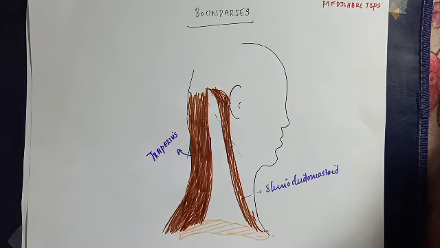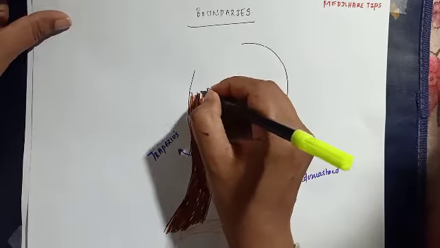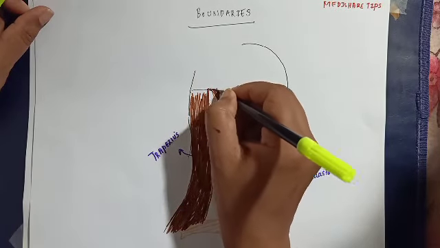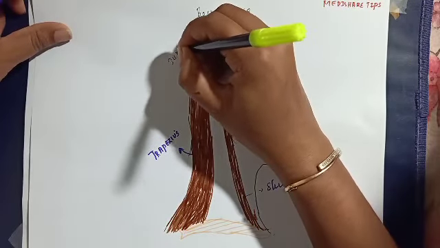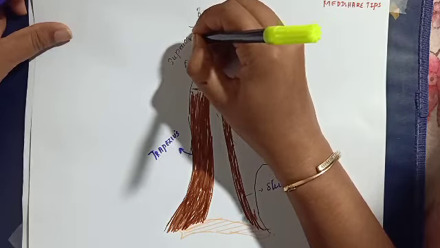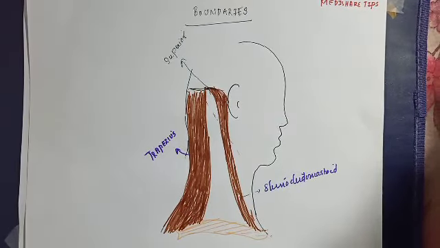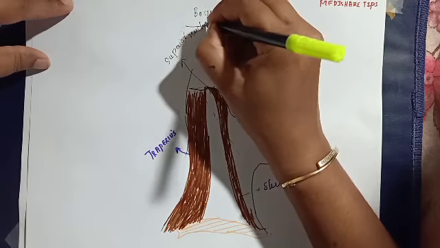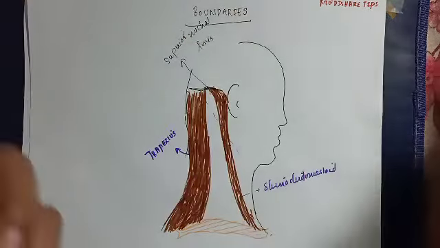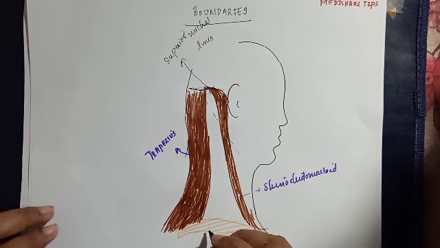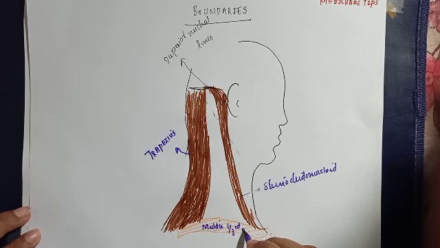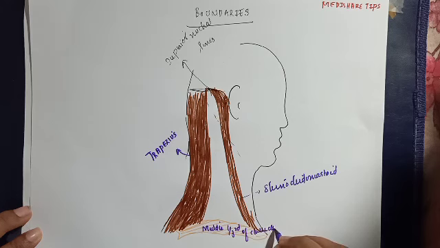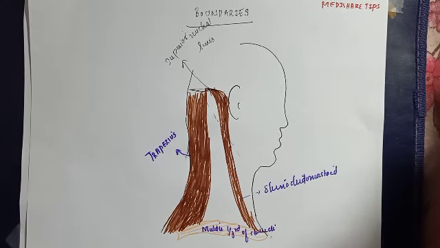These two muscles meet superiorly on a line which is known as the superior nuchal line, where the trapezius and the sternocleidomastoid meet. On the inferior aspect, you are able to see the middle 1/3 of the clavicle. From the diagram itself, you can see the boundaries of the posterior triangle.